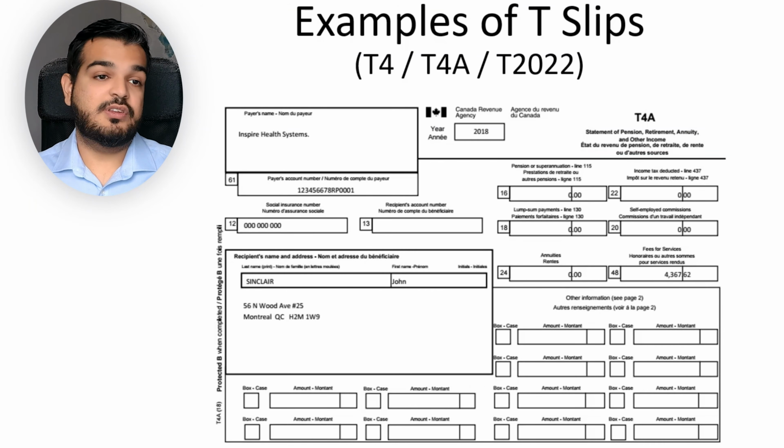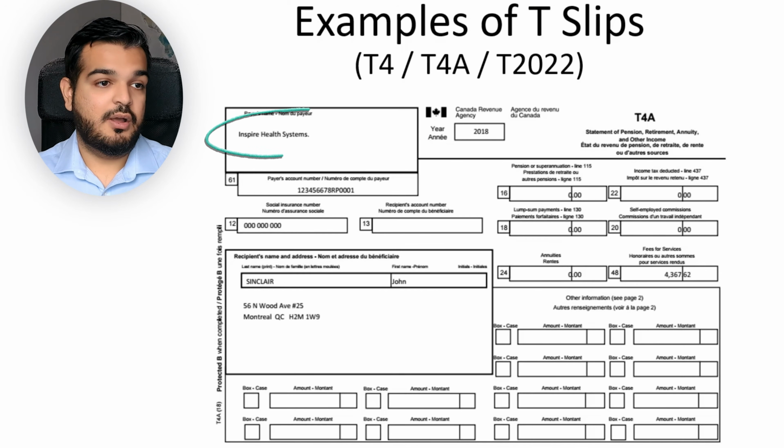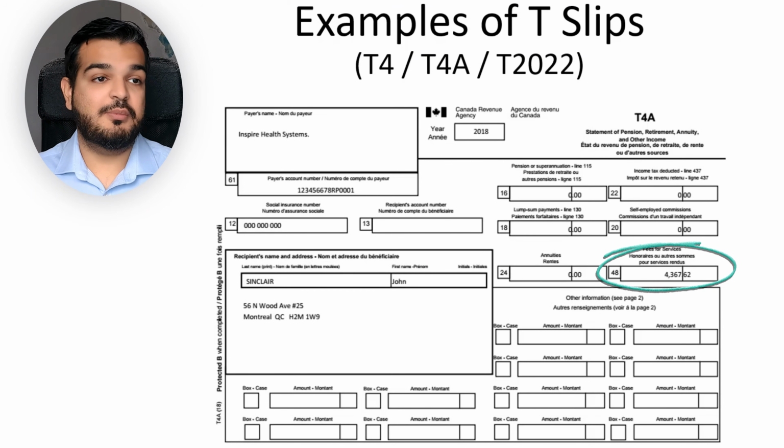The next slip we're going to take a look at is a T4A slip. This will show you what university or college you went to. It will show you what year it relates to, and it will show you essentially how much you received in scholarships or any grants you may have received.